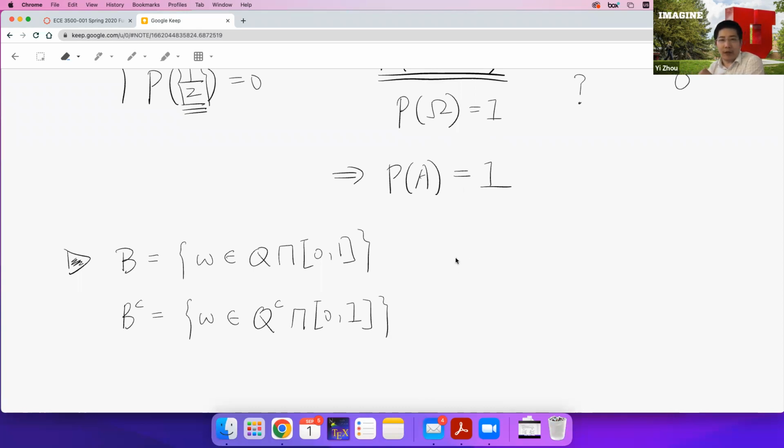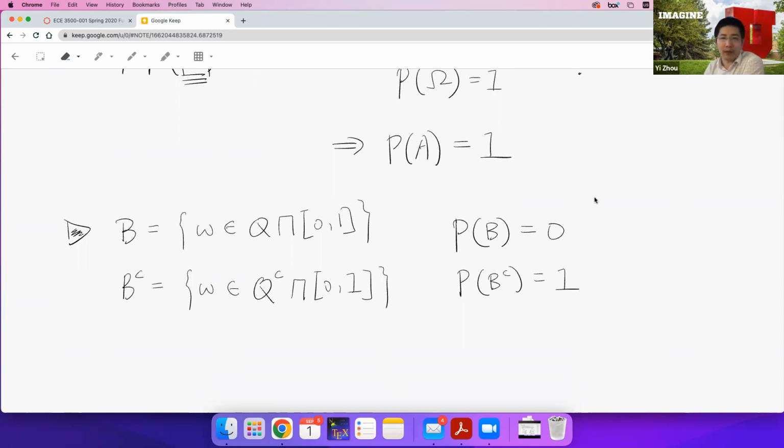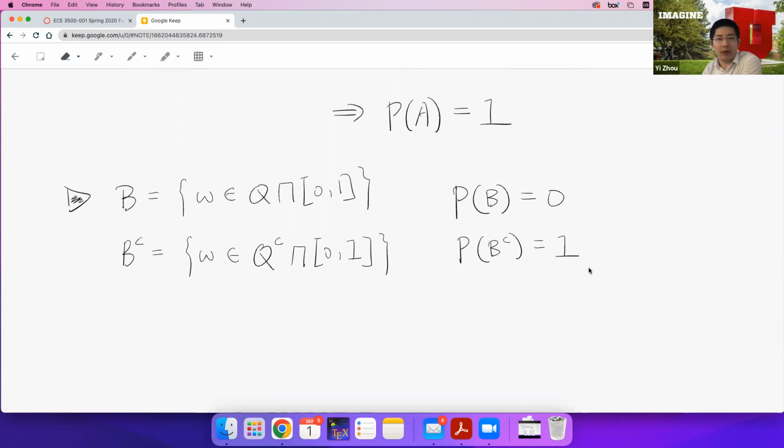So it turns out that the probability of B is 0, while the probability of B complement is 1. So almost surely you will always get an irrational number. This indicates that on the real line, the irrational numbers are much denser than the rational numbers. So this is a very interesting fundamental structure of the real line.